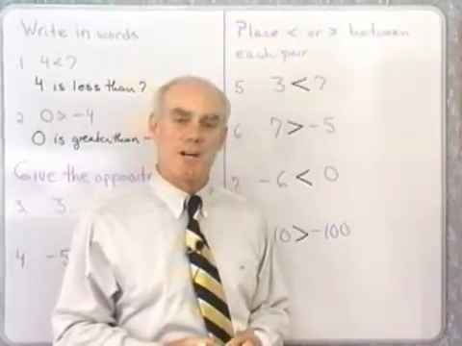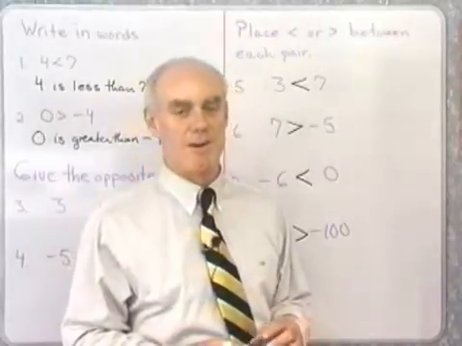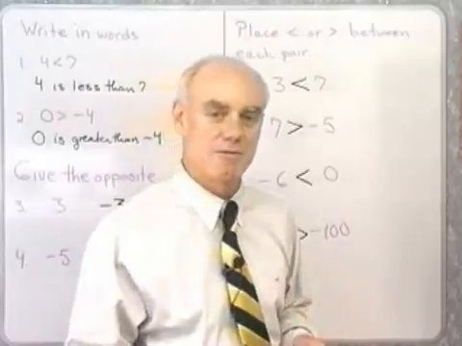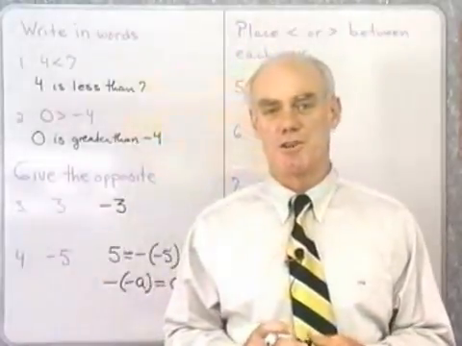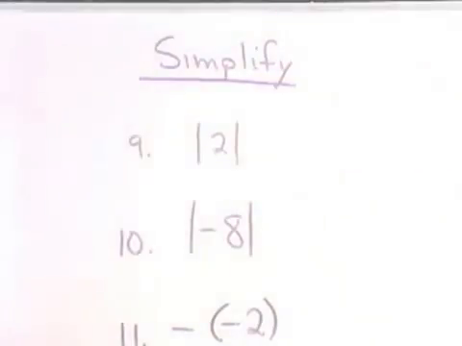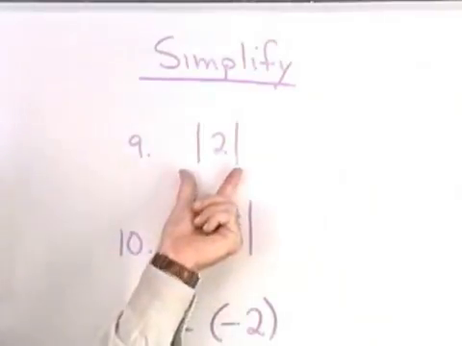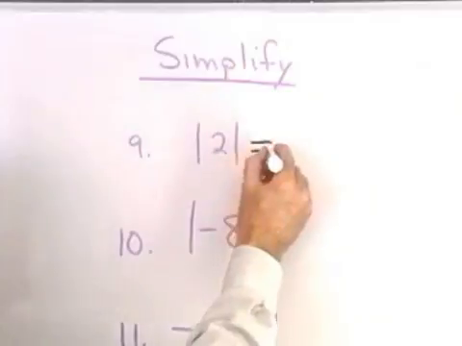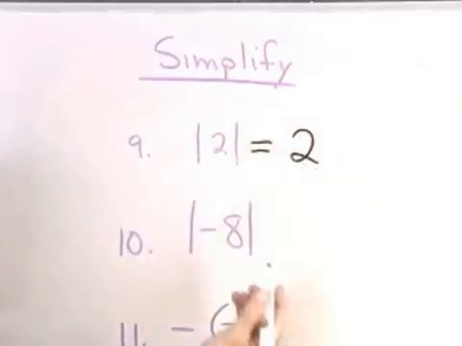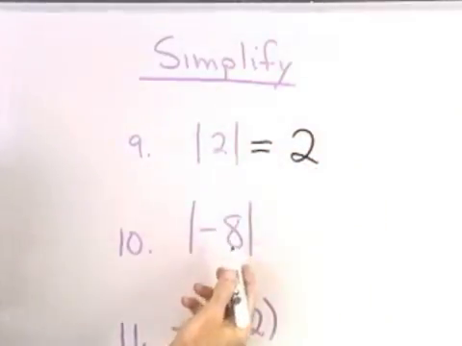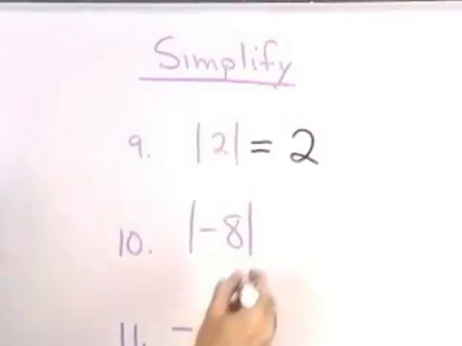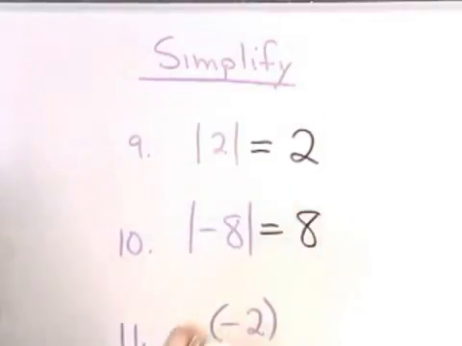Next, I want to go simplify some expressions that involve absolute values and opposites. And remember, absolute value is the distance a number is from 0 on the number line. Problem 9, let's find the absolute value of 2. The absolute value of 2 is its distance from 0 on the number line, which is just 2. Absolute value of negative 8. This is the distance negative 8 is from 0 on the number line, which is 8.